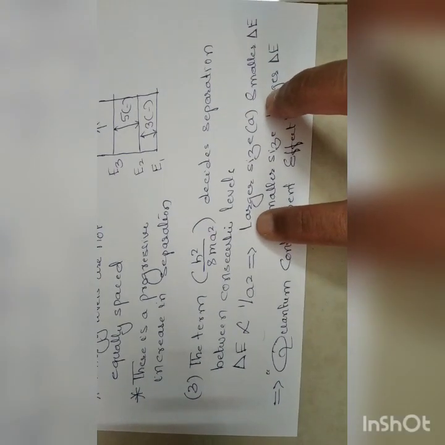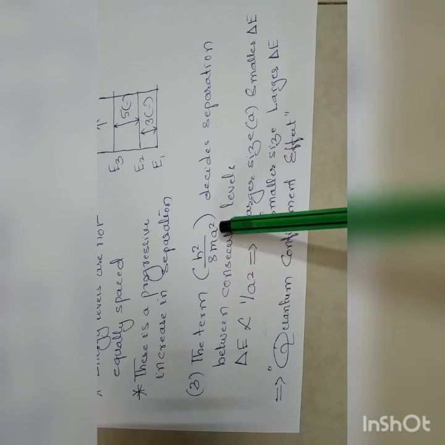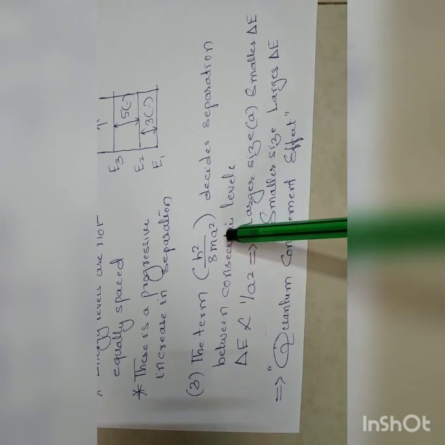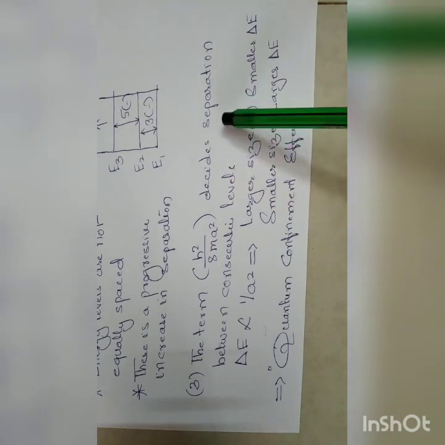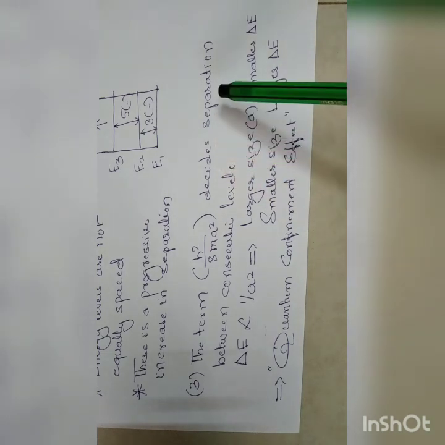The separation keeps on increasing as we go to higher and higher energy levels. Let us come to the third conclusion. The third conclusion is the term h squared divided by 8m a squared. As said in the beginning, a is the dimension of the box, that is, the width of the one-dimensional box. This in fact is a deciding parameter. This decides the separation between the two consecutive energy levels.